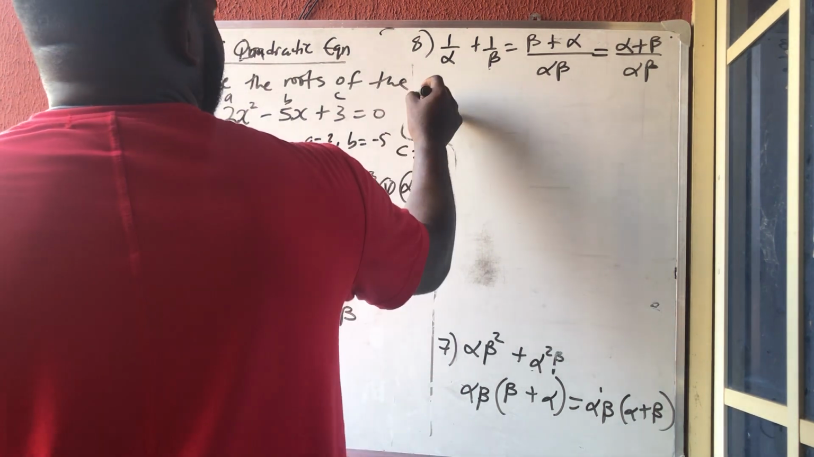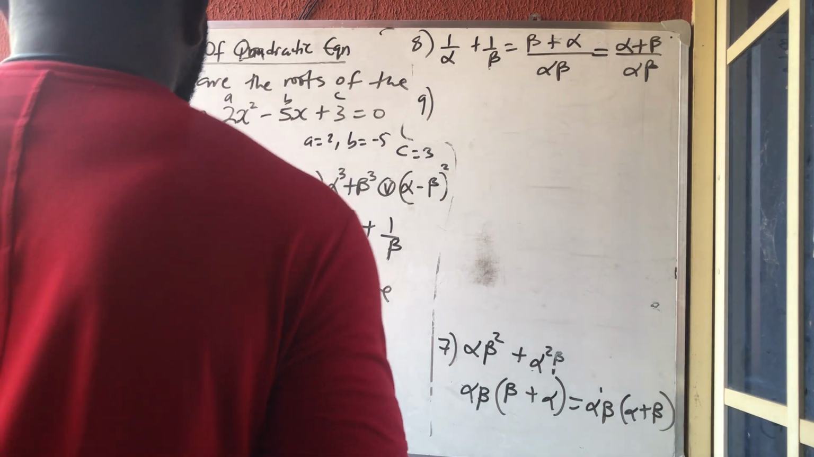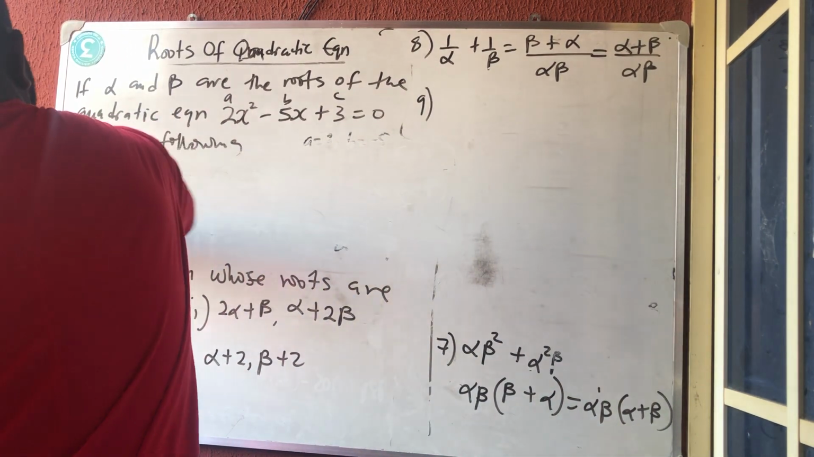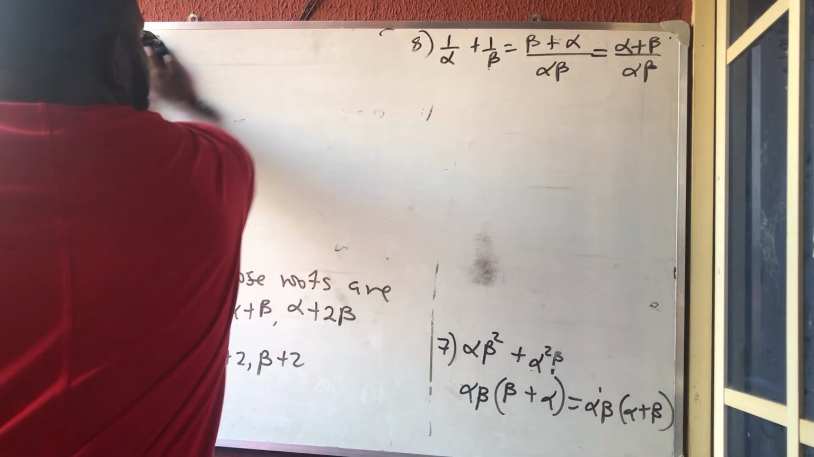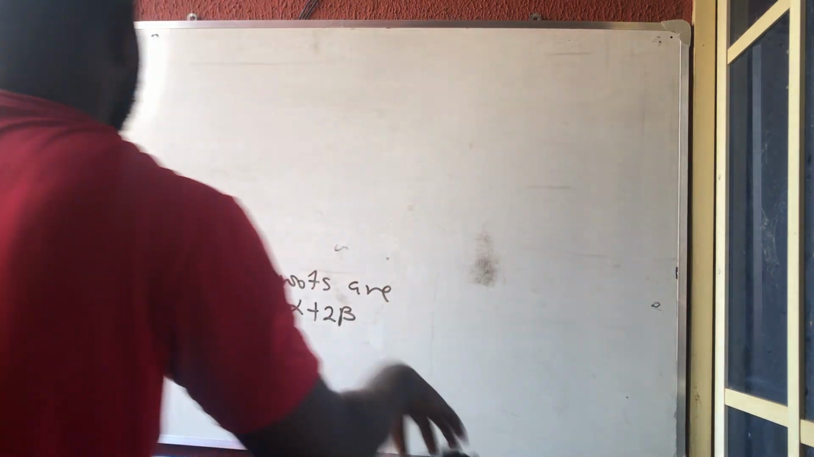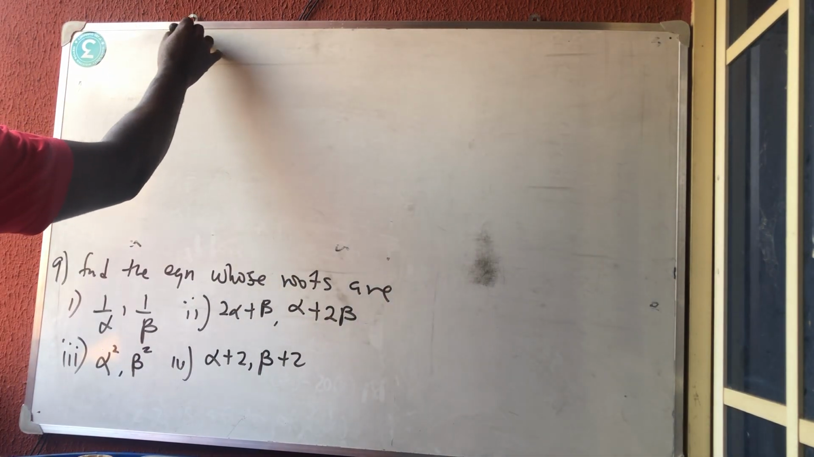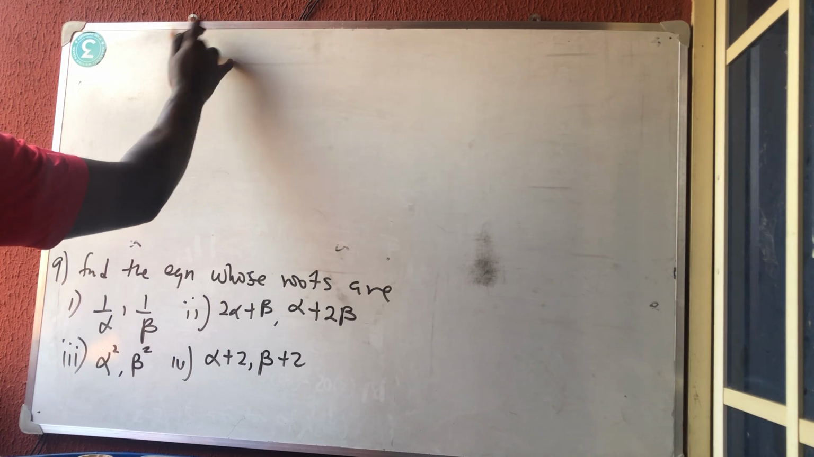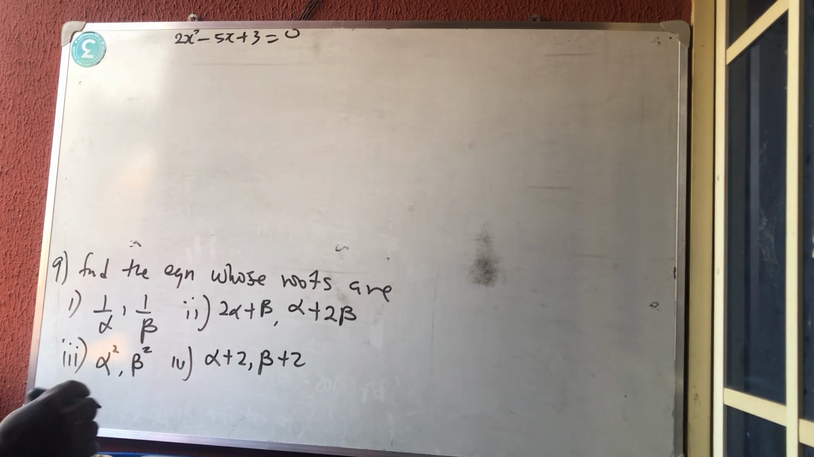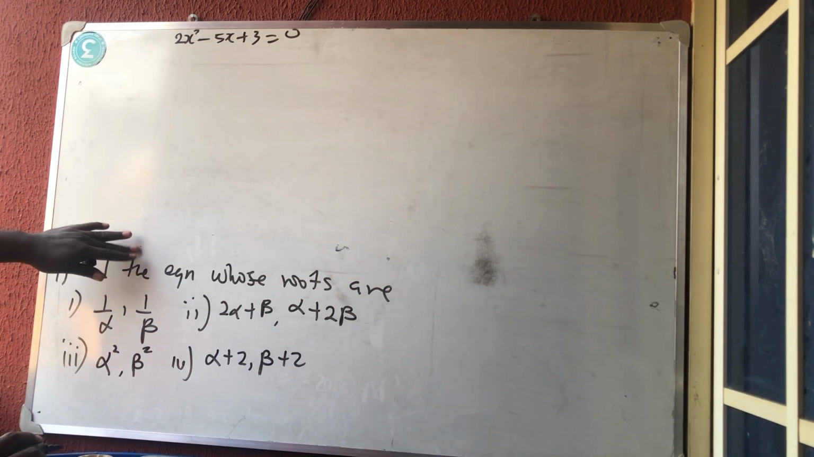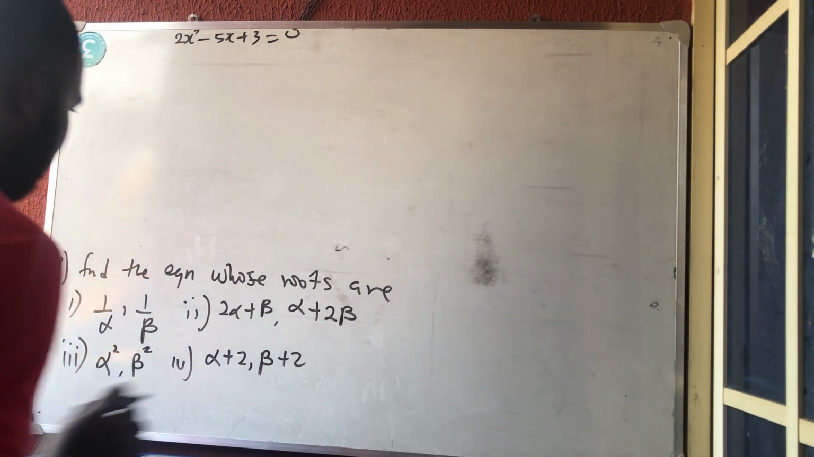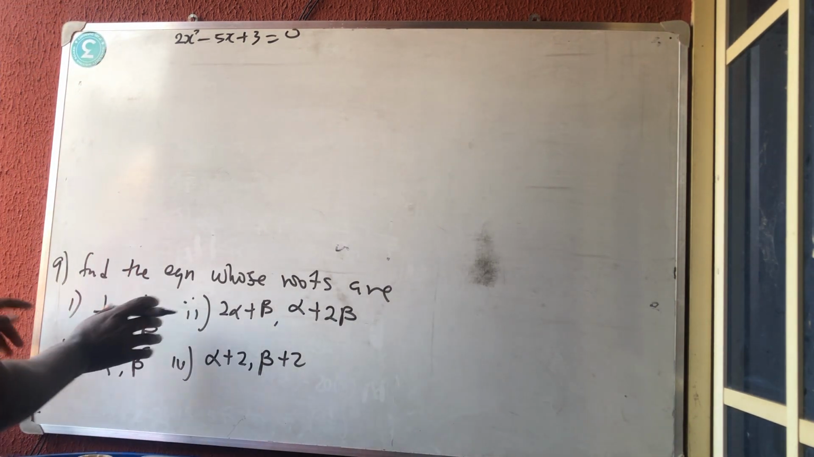So let's talk about number 9. Number 9 is where we have some little work to do, but permit me to still clean this. Okay, so that we will have space for number 9. Yes, don't forget our equation is 2x squared minus 5x plus 3 equal to 0. Okay, to solve this, they say that alpha and beta are the roots of that equation. Okay, then we should find the equation whose roots are this.